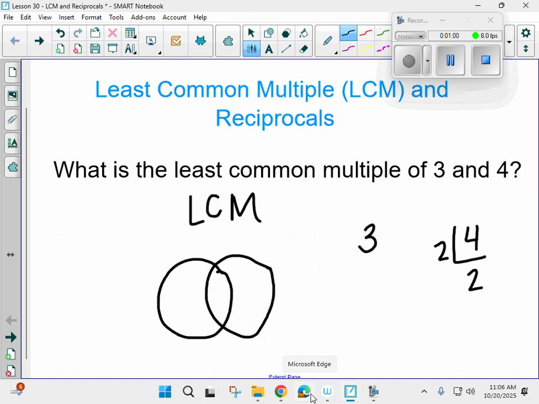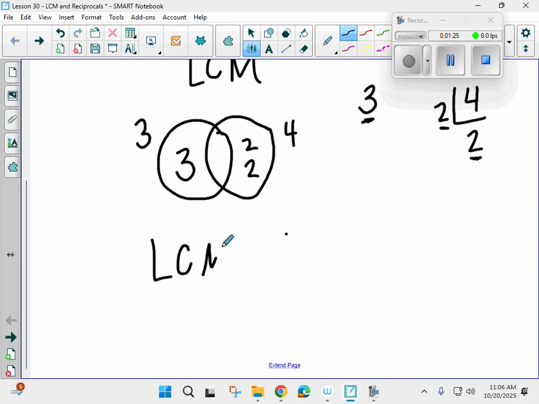So for LCM, one of these circles represents 3, and the other one represents 4. They have no prime numbers in common, so nothing goes in the middle on this one. So 3 is just 3, and 4 is 2 times 2. Okay, and then LCM, for the least common multiple, you're actually taking the most of each prime number. We want all of this circle and all of this circle. That's 3 times 2 times 2, which is 12.